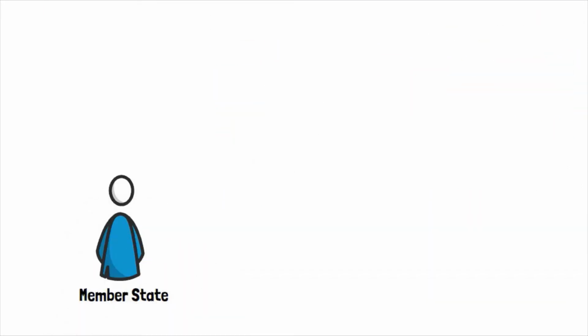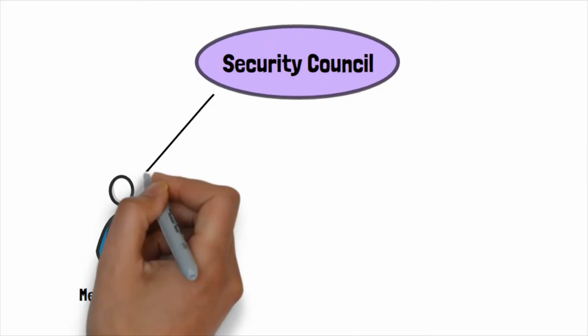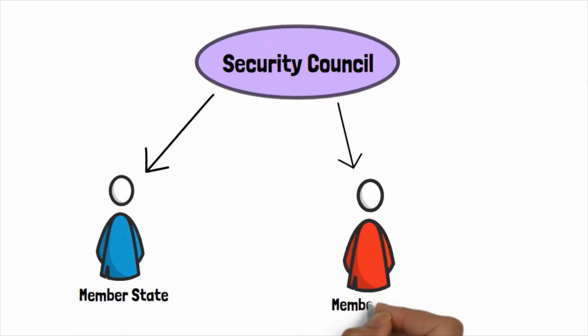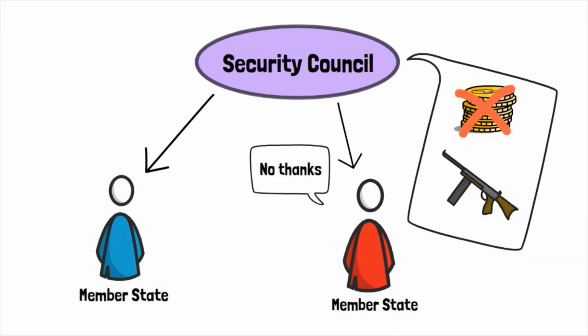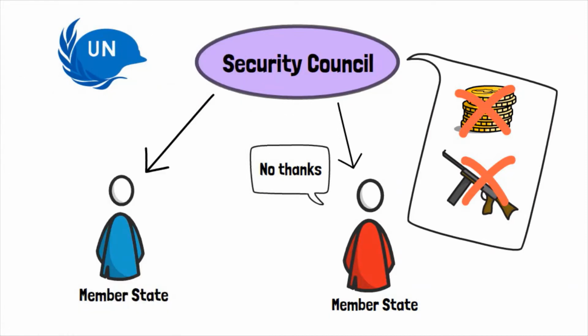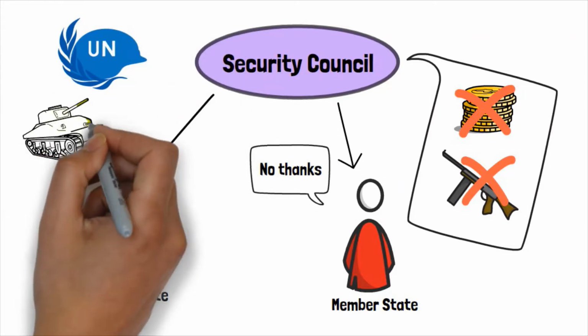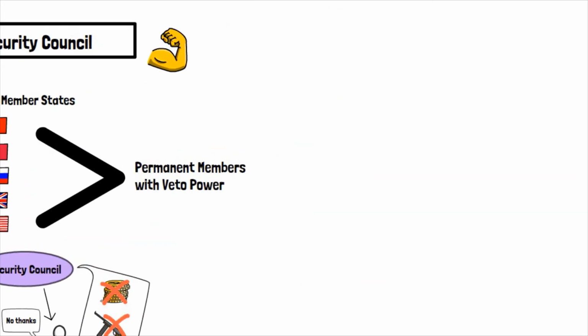Every UN member state is required to comply with Security Council decisions. The Council can impose economic sanctions and arms embargoes on countries that refuse to comply. The Security Council also has the authority to authorize peacekeeping and military operations if needed.